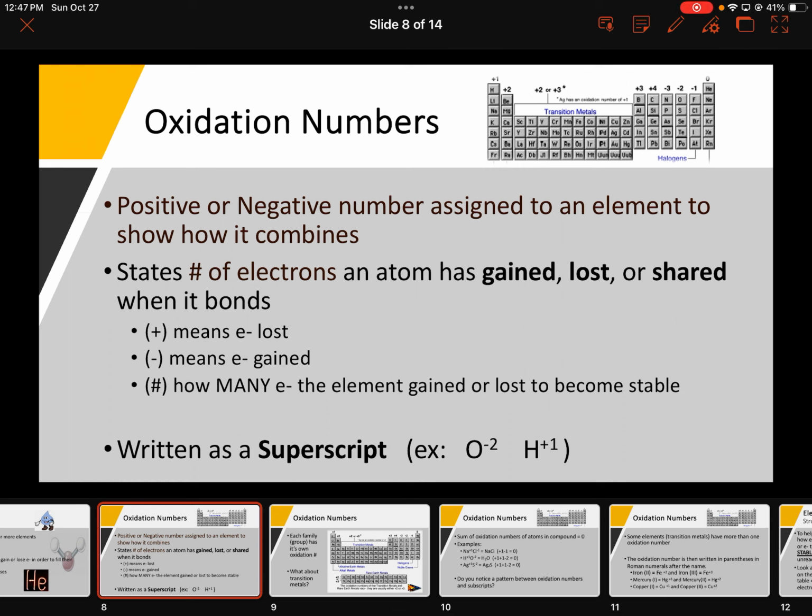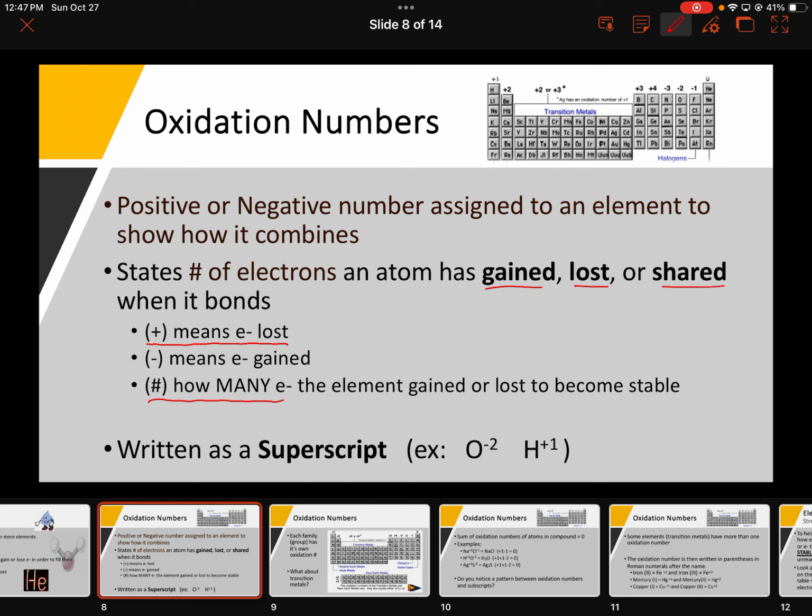So oxidation numbers, here we go. They are positive or negative numbers assigned to an element to show how it combines. The idea is it's showing if it gained, lost, or shared electrons. The thing that's weird about these, we see pluses and minuses, but it says plus means electrons are lost. Usually when we see a plus sign, we typically think that is gaining or getting more. Well, in this case, we're talking about the charge, and so if we see a plus sign, it means electrons are lost. And then the number tells us how many electrons.